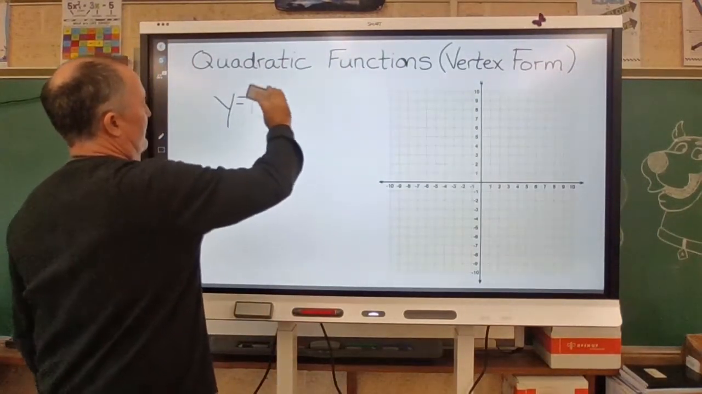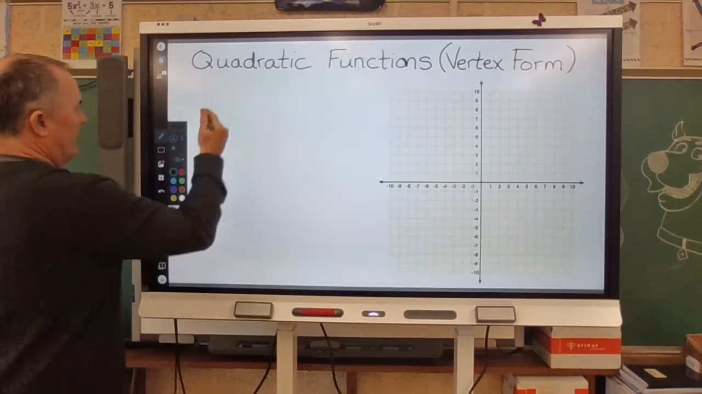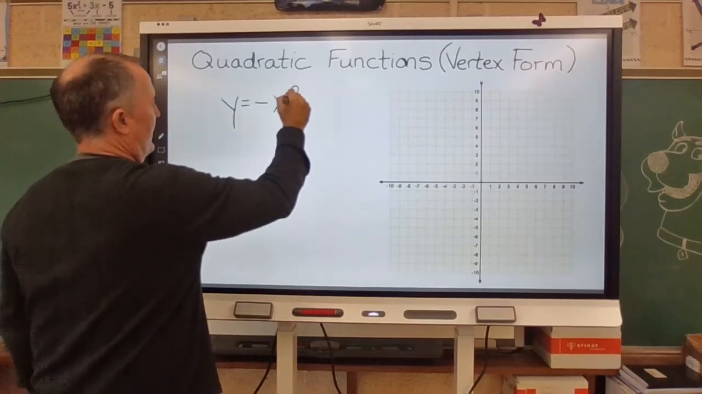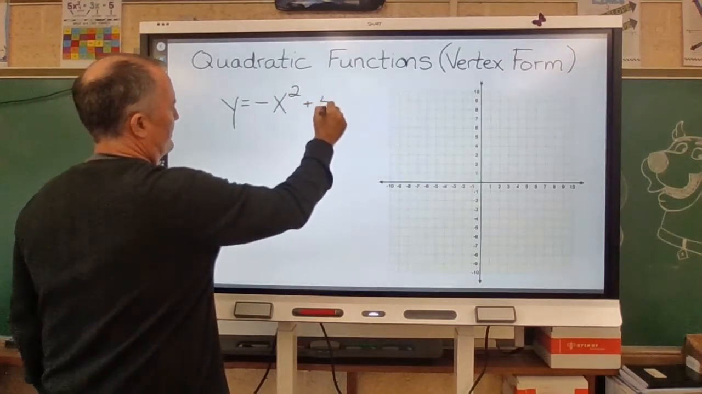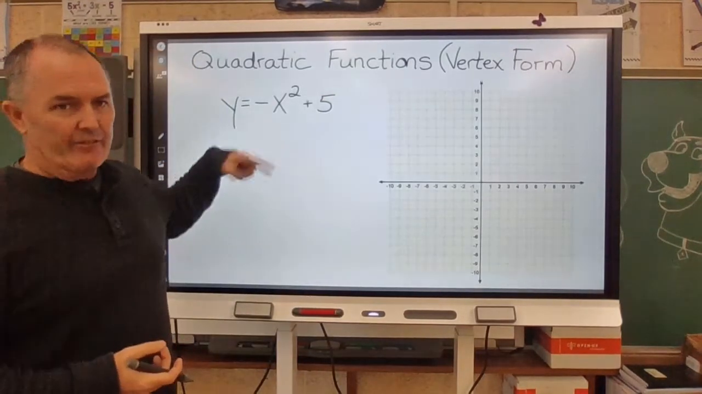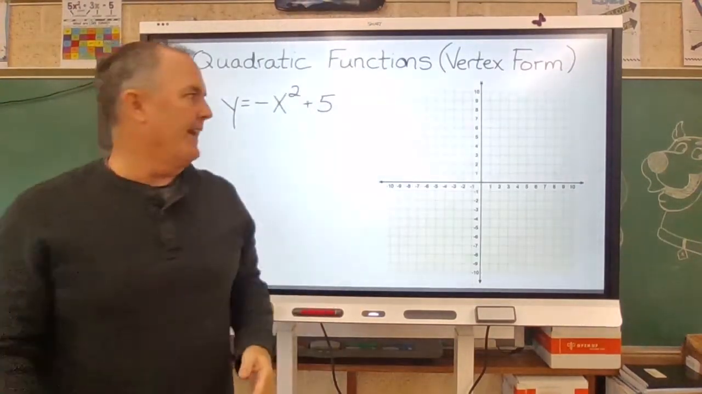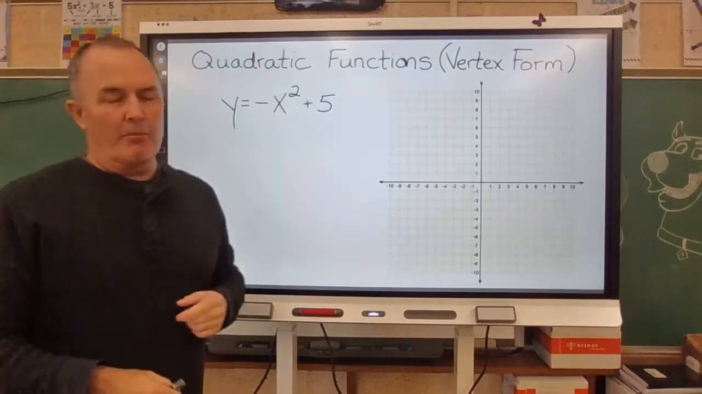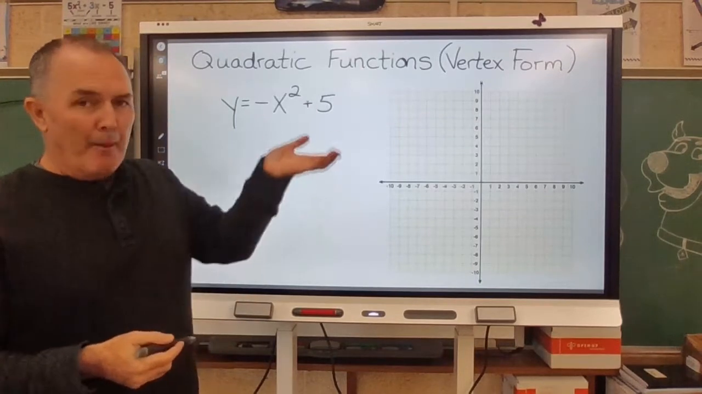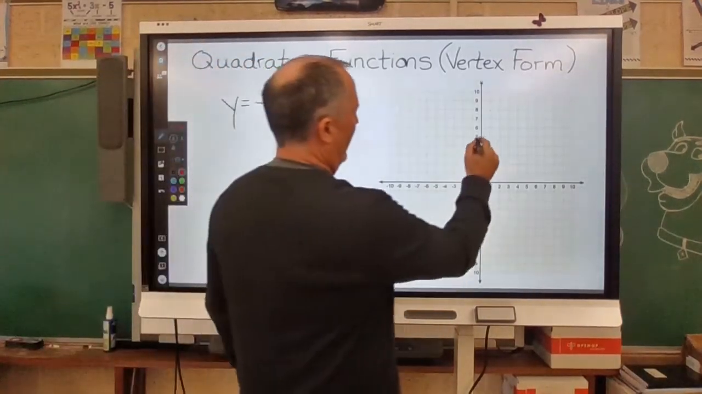All right, let's see. What else can we change up? Let's do y equals a negative x squared plus 5. All right, the only thing different here is I have a negative out front. So that negative is going to take my normal parabola shape and it's going to turn it upside down. So I would still use the number on the outside, the last number, as my starting point. So I'm going to go up 5 on the y-axis. So I'll go up 5.